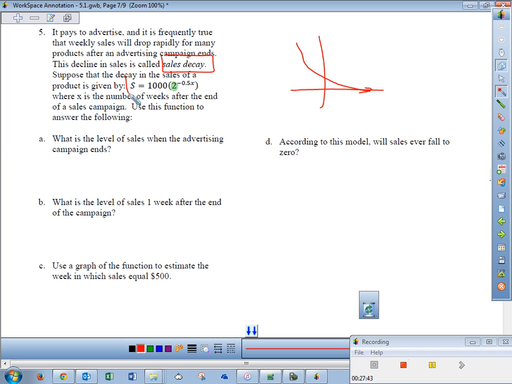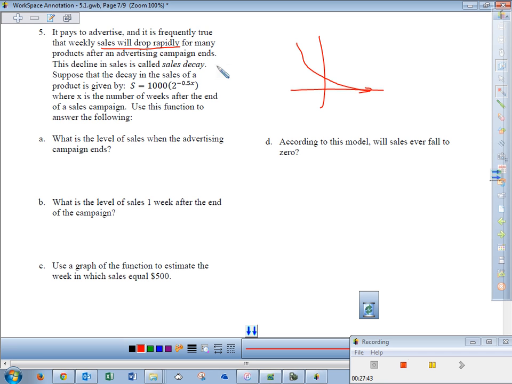So use this guy. It says we got a campaign going on. Oh, nice, Donald Trump's campaign. This formula right here is all about the decline in sales, right, after the campaign. So sales will drop rapidly for many products after a campaign ends. So I guess it's not a political campaign, it's an advertising campaign.